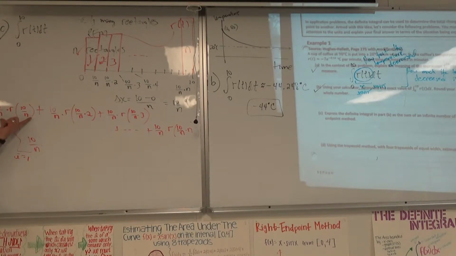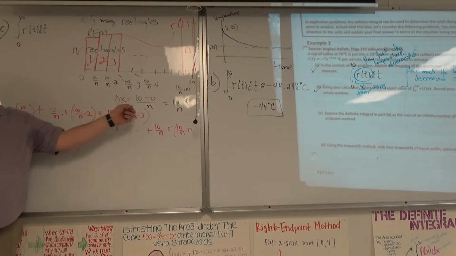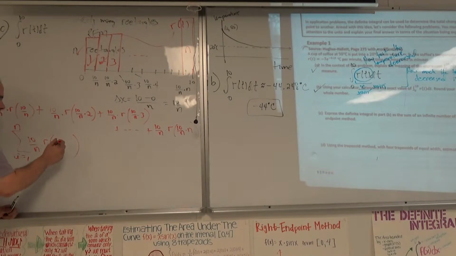Each one of these area calculations has a width of 10 over n. They're all r of something. 10 over n, 10 over n times 2, 10 over n times 3, so on and so on, 10 over n times i. I like it, I don't love it. The most important piece that we haven't tackled yet, you need to know that what we're doing is a limit as n approaches infinitely many rectangles.